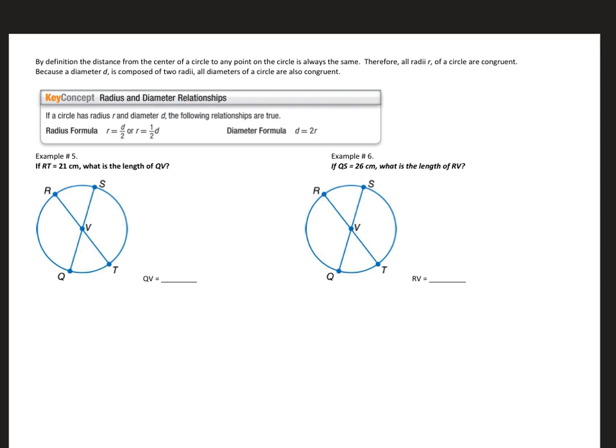So in example number 5, if I know that RT is 21, what is the length of QV? So what you need to know is that QV is a radius. I also know that RT is a diameter.